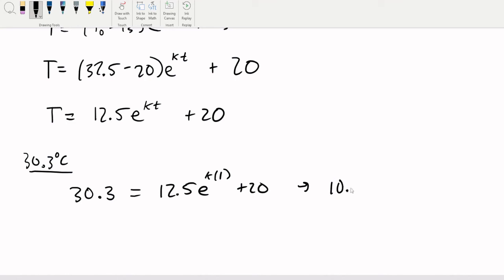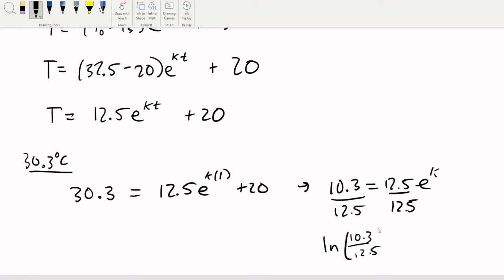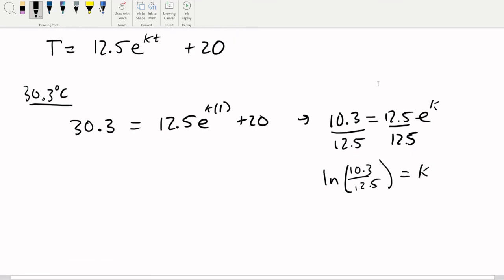That's going to be 10.3 equals 12.5 e to the k. Divide over. Log both sides. Natural log of 10.3 over 12.5 is k. Okay, so then we could plug that in our calculator and see what we get. So that'd be natural log of 10.3 divided by 12.5. That's going to give us k is about negative 0.194.